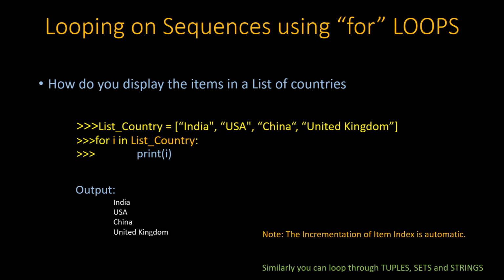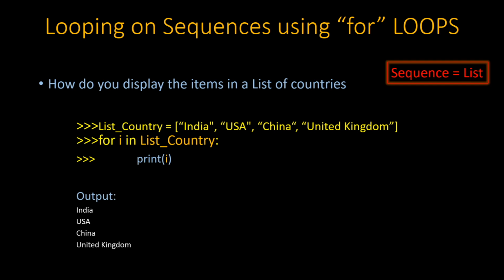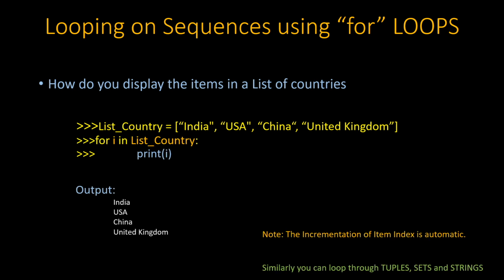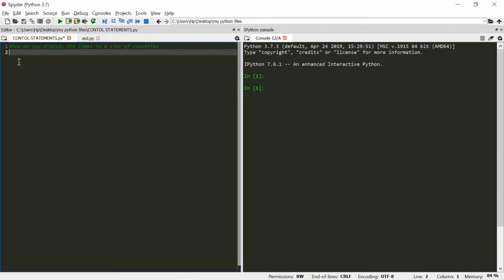Similarly, you can loop through different data types or different sequences. In this case the sequence is a list, but similarly you can loop through tuples, you can loop through sets, you can loop through any sequence. So let's talk about the same example in Spyder. Let's try the same example. It says, how do you display the items in a list of countries?